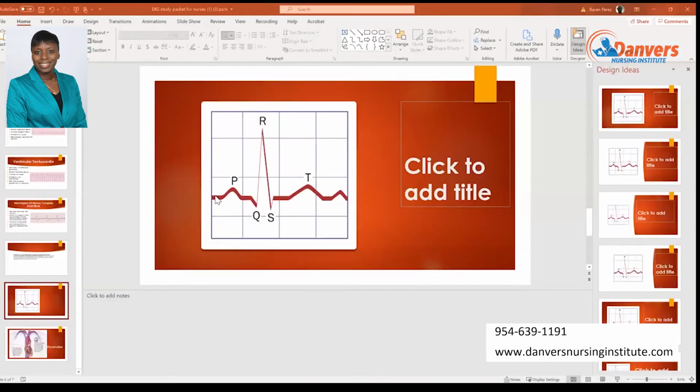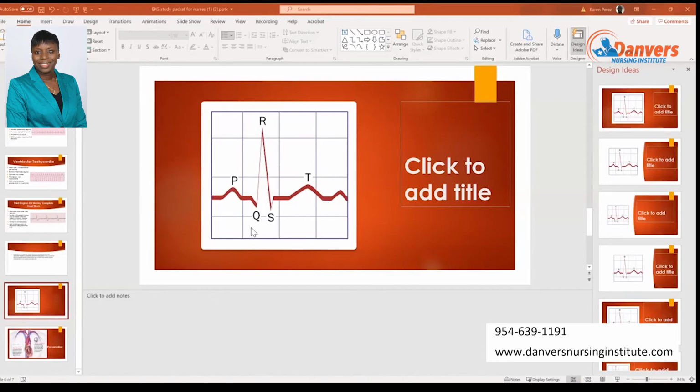So as we mentioned, this part is the resting part. As it comes off the isoelectric line, this is a contraction of the atrium. Here you'll find the depolarization of the atrium. Then you have a contraction of the ventricle. Now it's coming down. The T is actually the relaxation of the ventricle. So the T represents the relaxation of the ventricle.